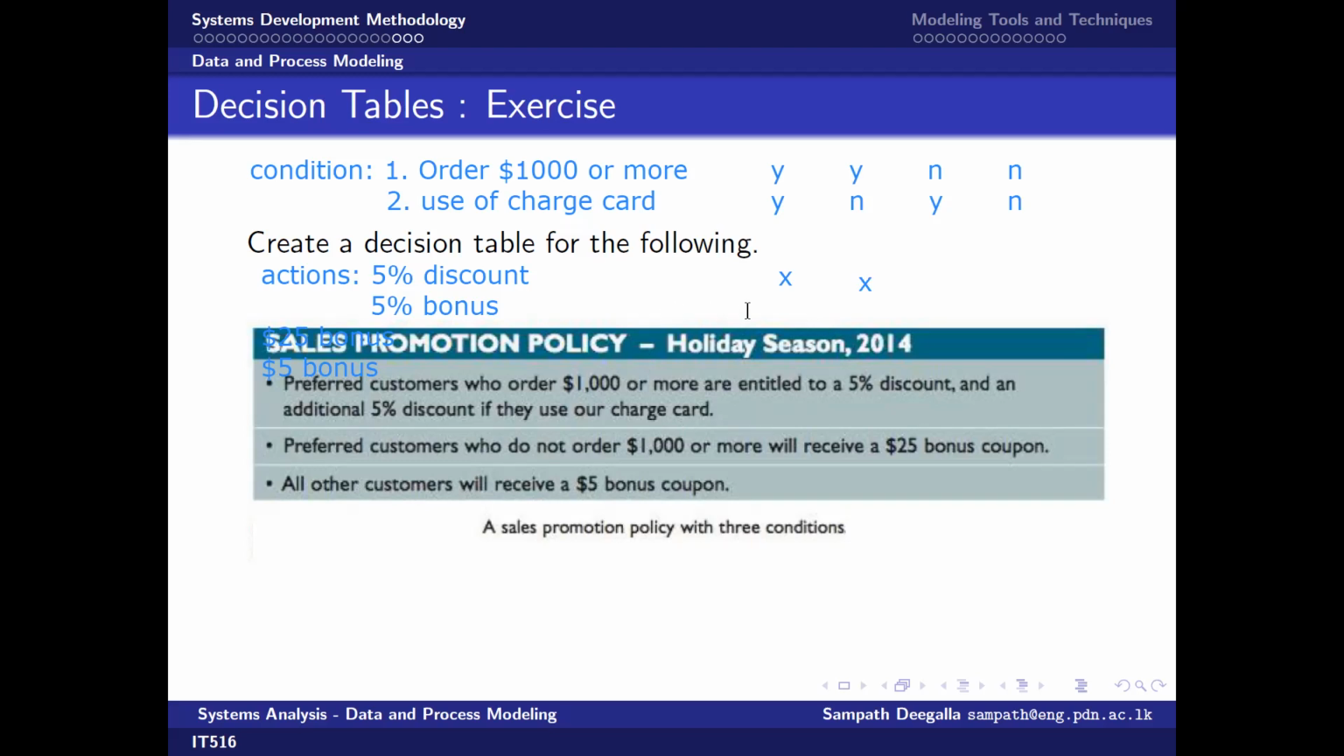So here we are getting both 5% and 5% bonus. Then the third one, they have not used 1,000 or more. $25 bonus coupon. Yeah, basically it's $25. So that means the third one. And finally, they have not used anything, then you are getting only $5.